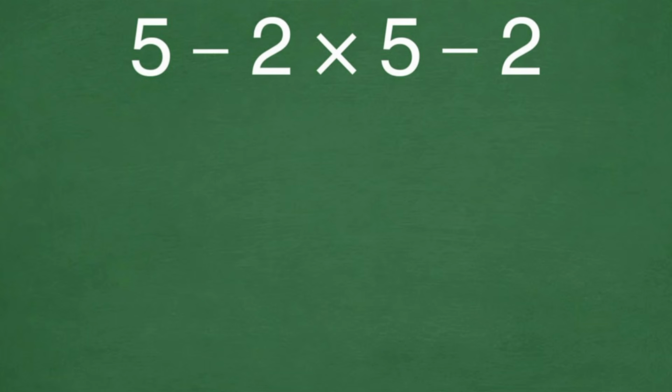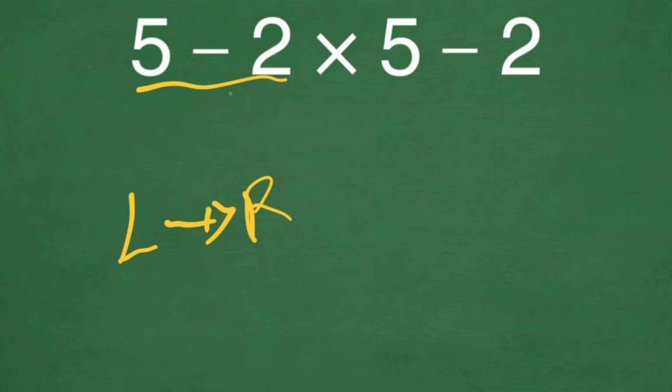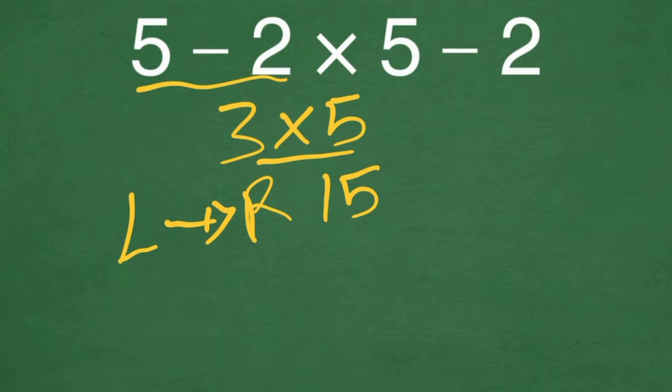What they do is they solve the problem left to right. So they start from 5 and they end by subtracting 2, and they just operate like this. 5 minus 2 is 3, and 3 times 5 is 15, and 15 minus 2 is equal to 30.